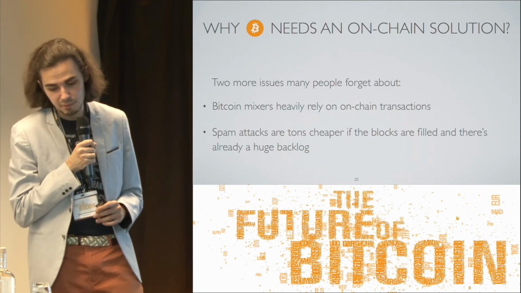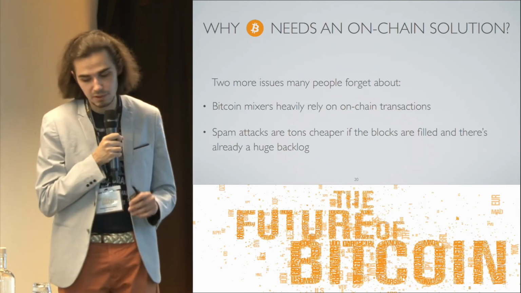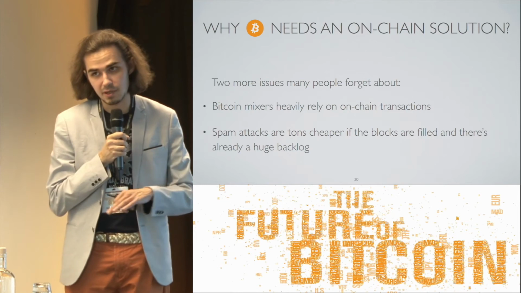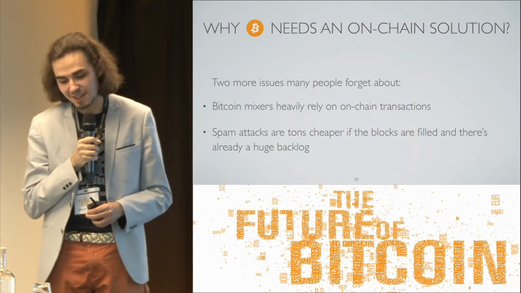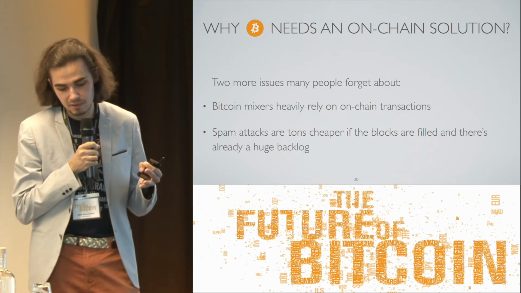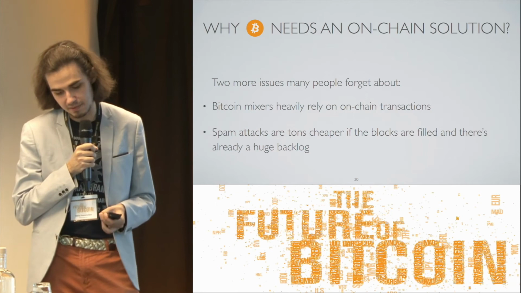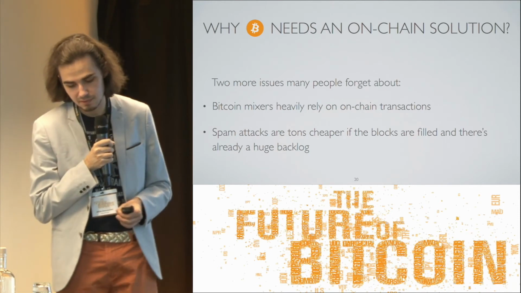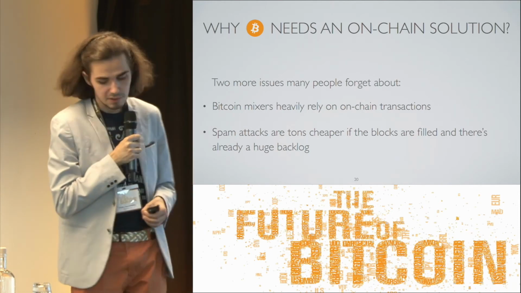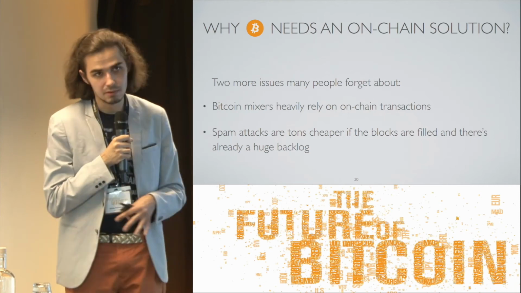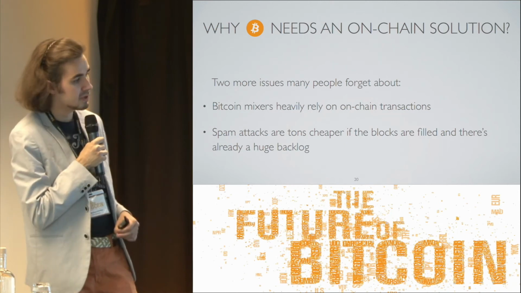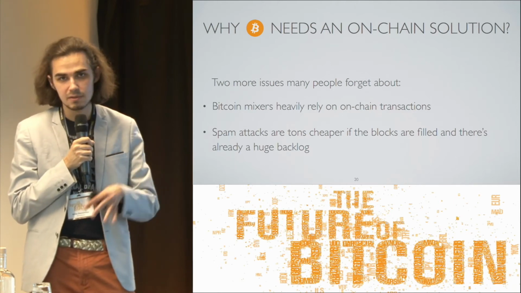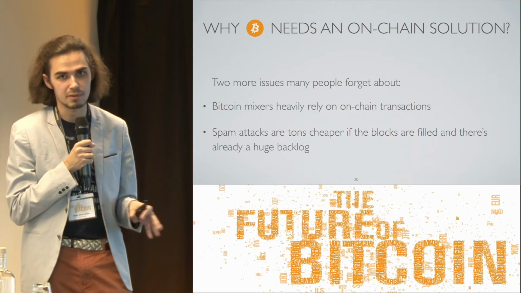There are two more issues many people forget about when they say that we do not need an on-chain solution. The first one is that darknet market users, and some privacy nuts, are highly dependent on mixers, which also currently depend on on-chain space. And do not forget that darknet users represent a substantial share of Bitcoin users. The latter issue is that the cost of a spam attack on the Bitcoin blockchain highly depends on how much free space there is and how huge the transaction backlog already is. So the bigger the backlog, the easier and cheaper it is to spam the network further.